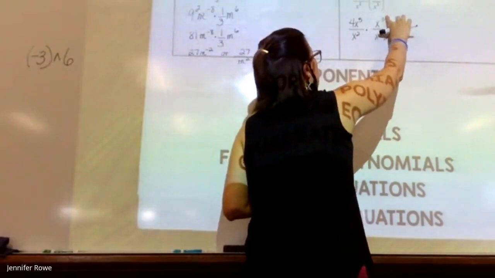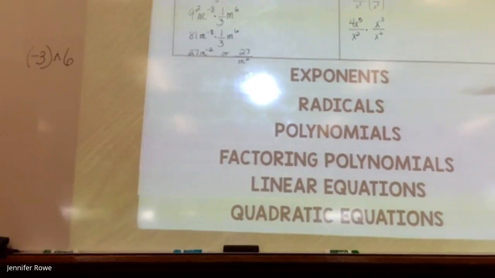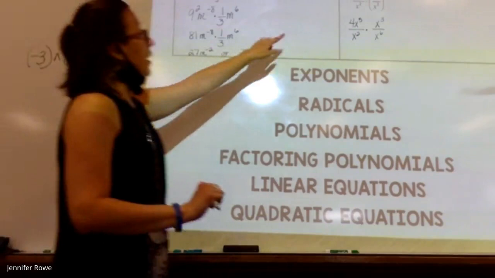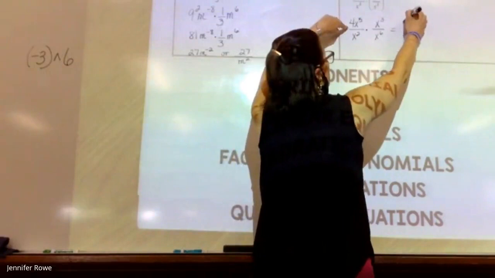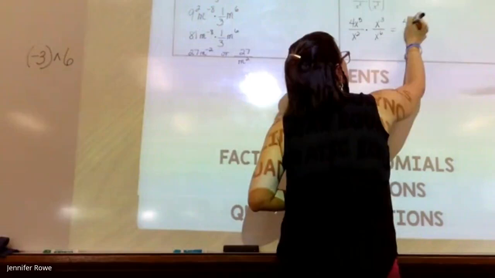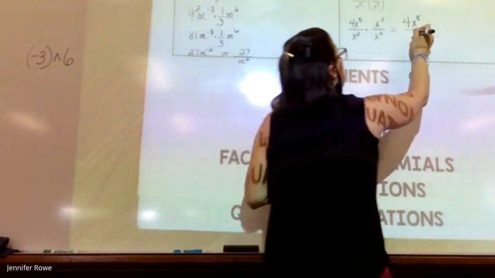Okay. What do you want to do next? We got a couple choices, a couple options. You want to do numerators and then denominators? Yeah. Okay. So 4 times 1 is 4. Okay. X to the 5th times x to the 3rd is x to the 8th. Okay. X squared times x to the 6th is x to the 8th. Okay, now what?